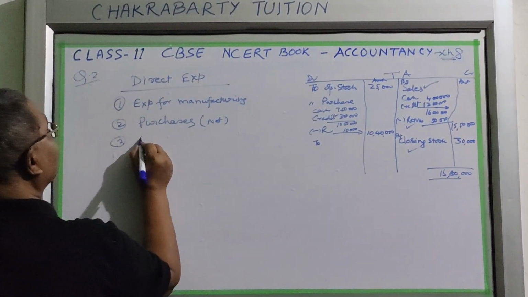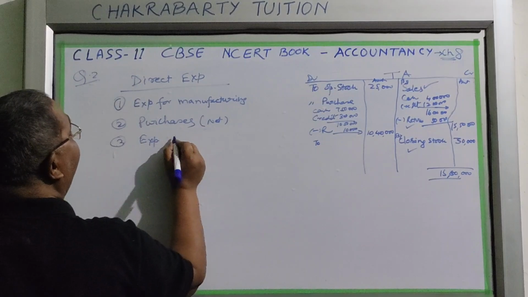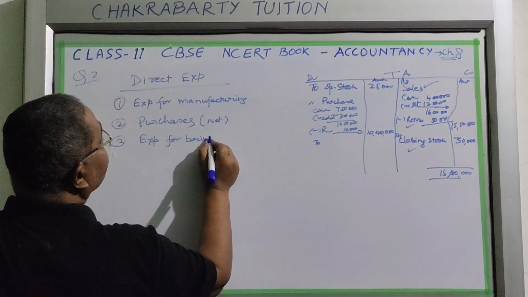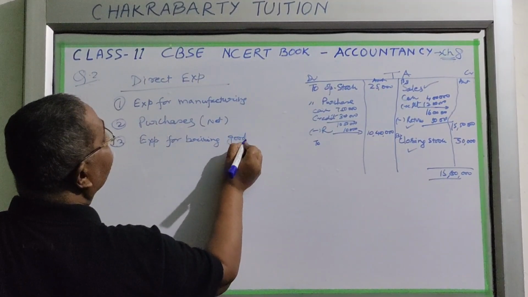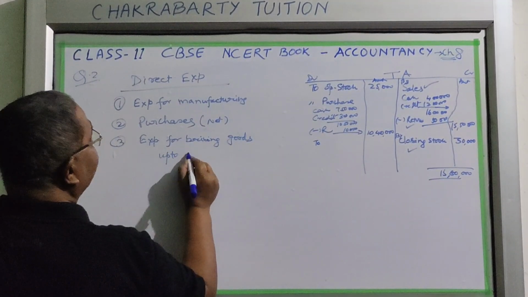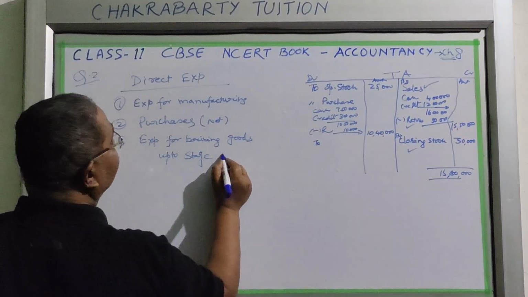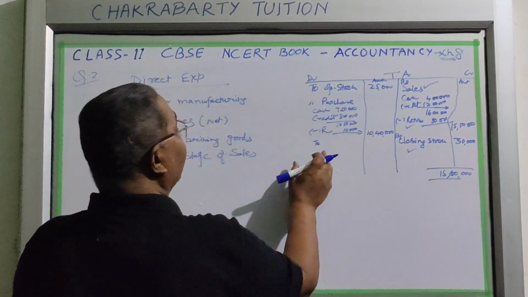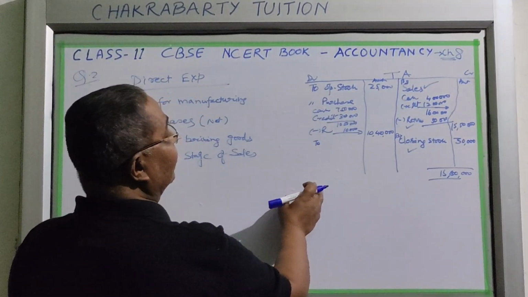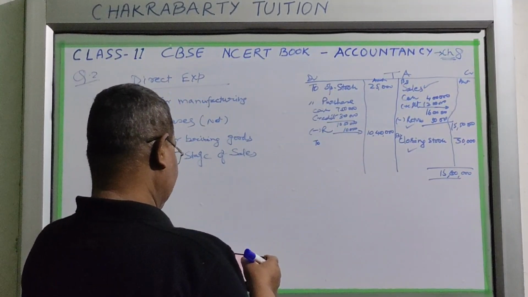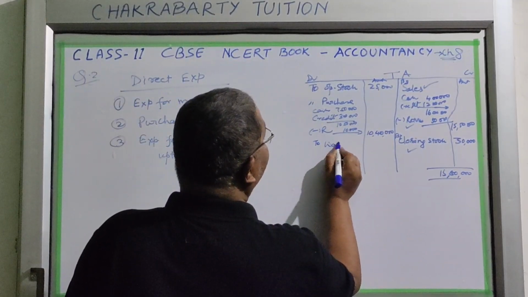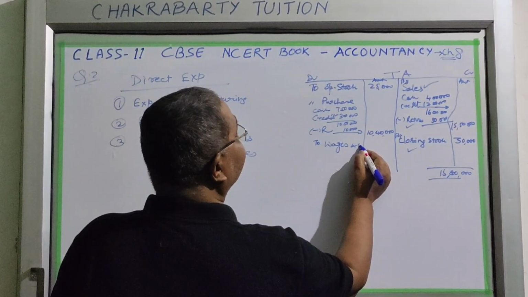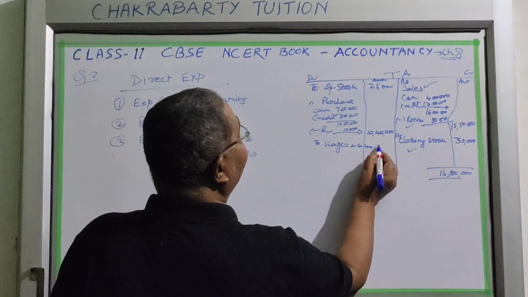And third is expenses for bringing goods up to the stage of sale. So here any expenses, suppose carriage is there. In this question wages are there. Wages are a direct expense. Wages and salary, if written like that, it is a direct expense.